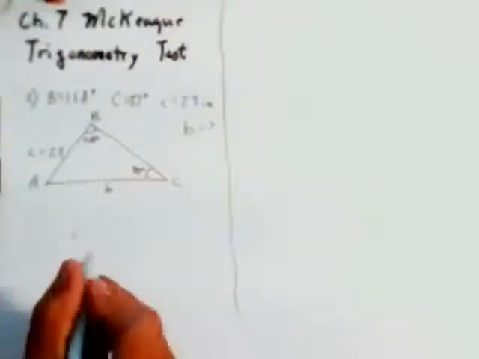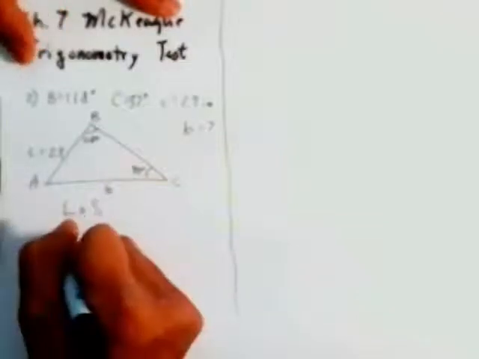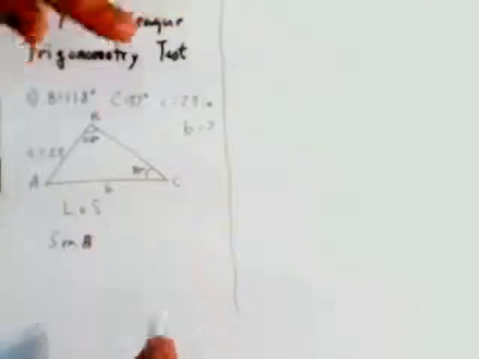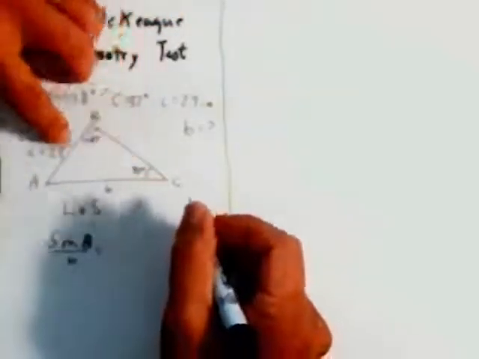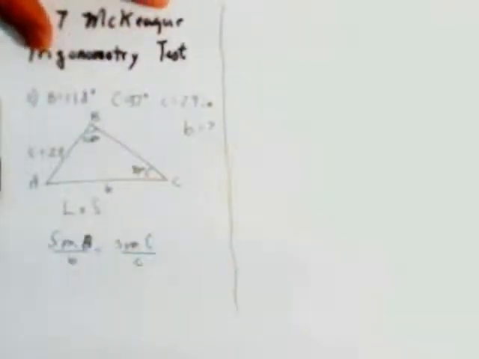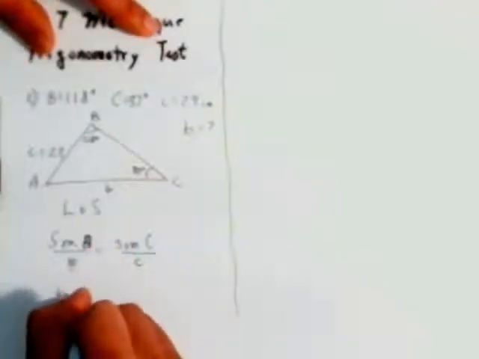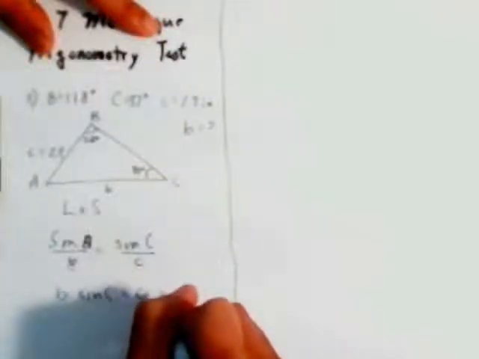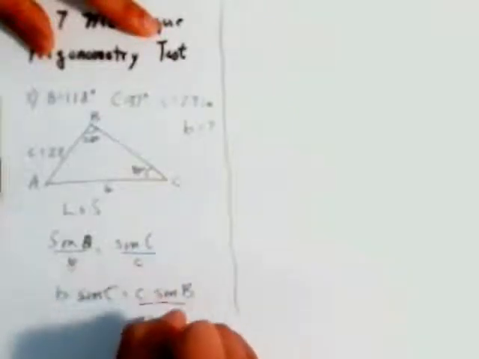The law of sines, LOS, goes something like this. The sine of angle B over little b is equal to sine of C over little c, and this is the guy we're looking for. We're going to cross multiply. And so b times the sine of the angle C is equal to little c times the sine of the angle B. And to solve for b, we divide by the sine of C.